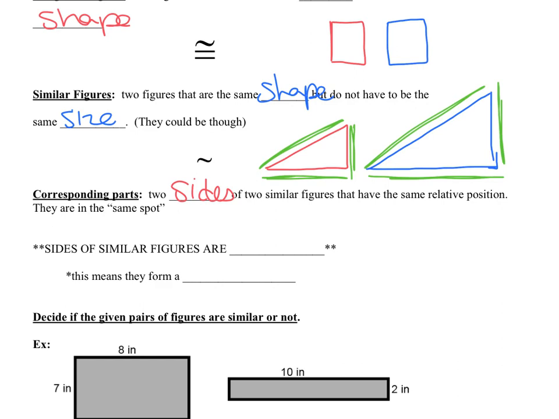The really important part of similar figures is that their sides are proportional, which means they form a proportion. That's what we're going to use to help us determine first if we have two figures, are they even similar? And then if figures are similar, that's what's going to help us find missing sides.